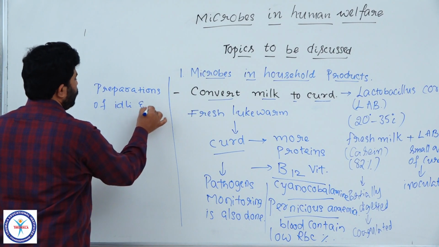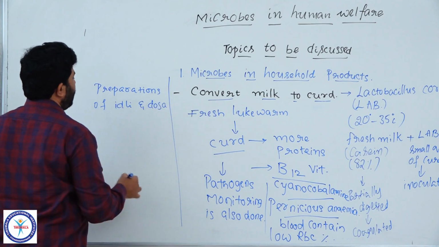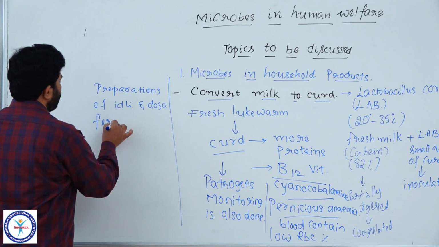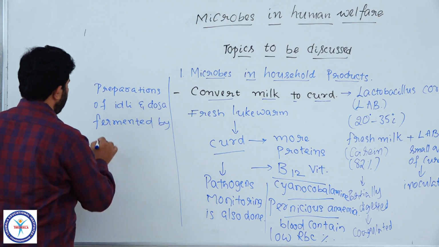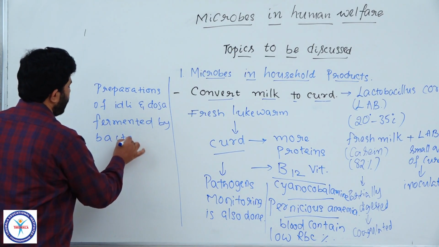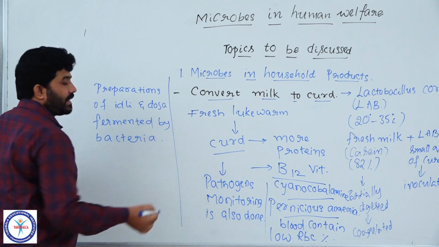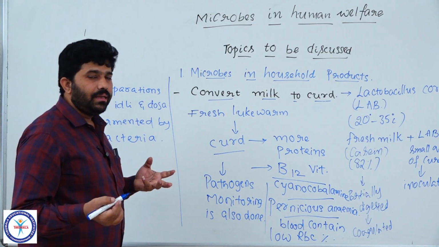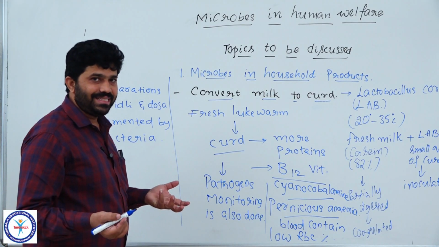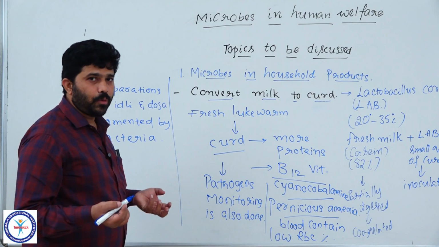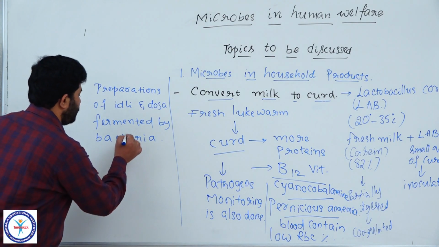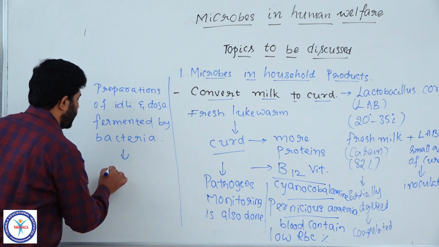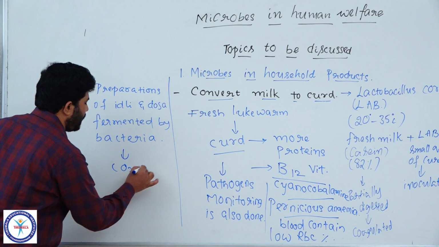idli and dosa. Idli and dosa are fermented, right? They are fermented by bacteria for getting texture, taste, and some porous properties. That porous property is generally seen in these cases because of the release of carbon dioxide.